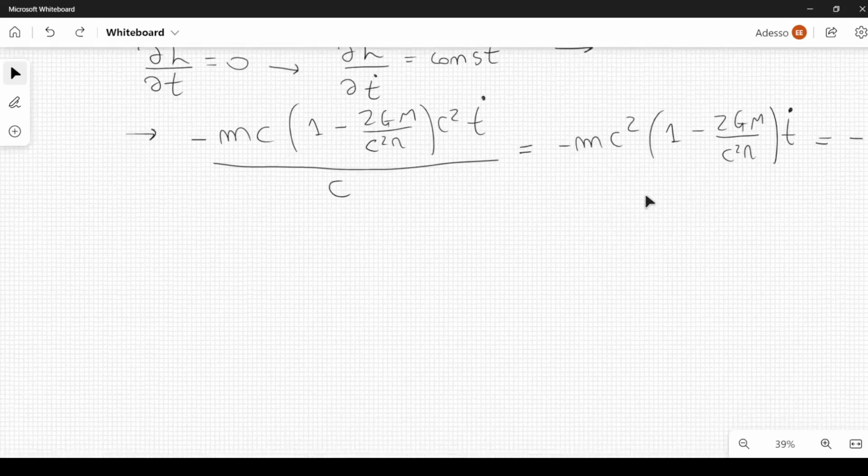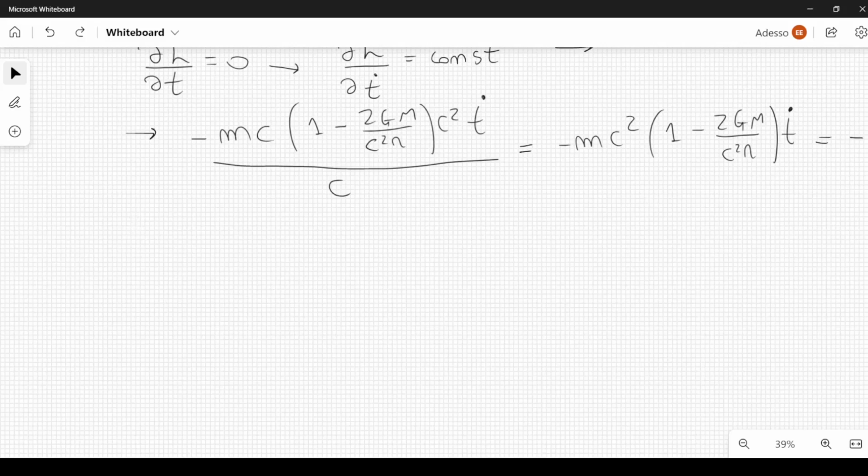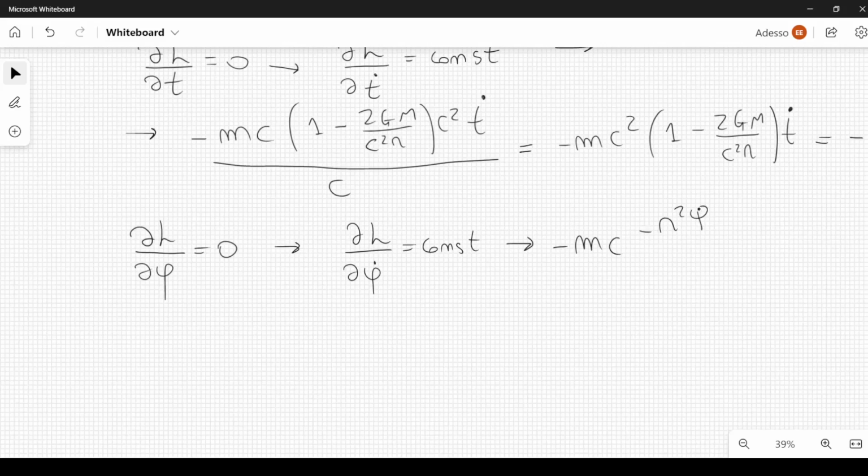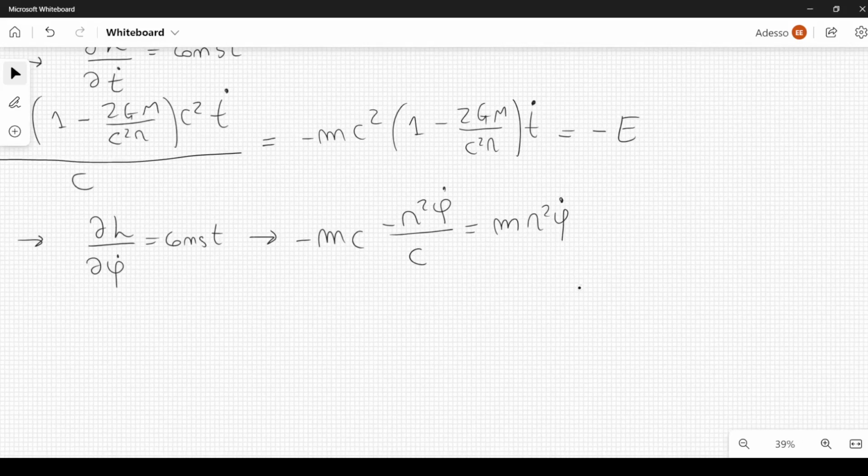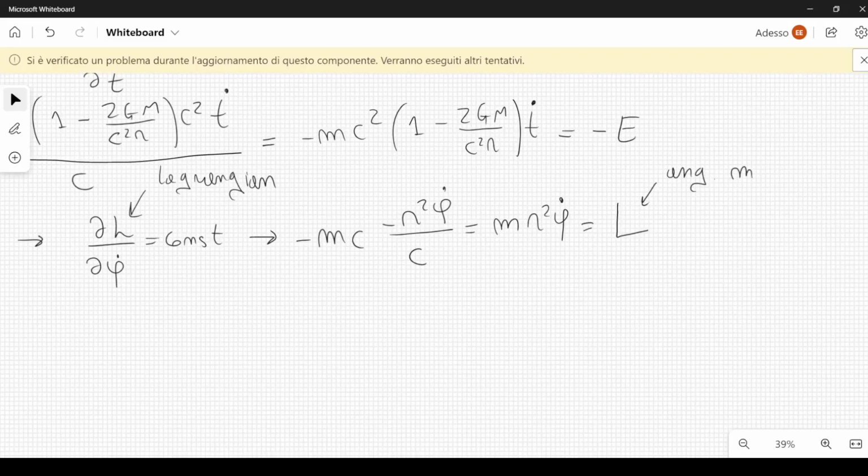So that's energy. Then we have another conserved quantity, if you look at the expression from before, because the derivative of the Lagrangian with respect to phi is also equal to zero. And this means that the derivative of the Lagrangian with respect to phi dot is a constant. If you do the derivative, you have minus mc times minus r squared phi dot divided by c. And this is equal to m r squared phi dot, which is equal to a constant, and this constant is actually equal to angular momentum that I will still call L, but please do not confuse this L with the Lagrangian L. So this is the Lagrangian, whereas this is angular momentum, right?